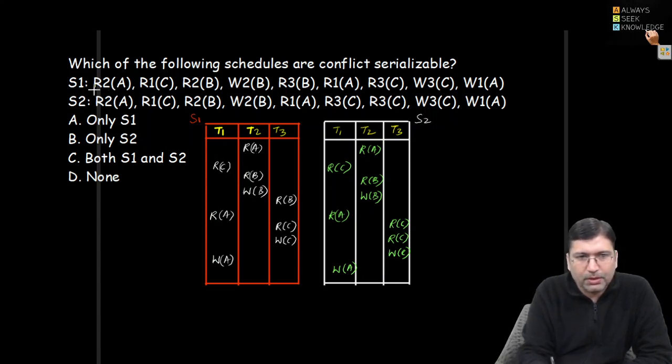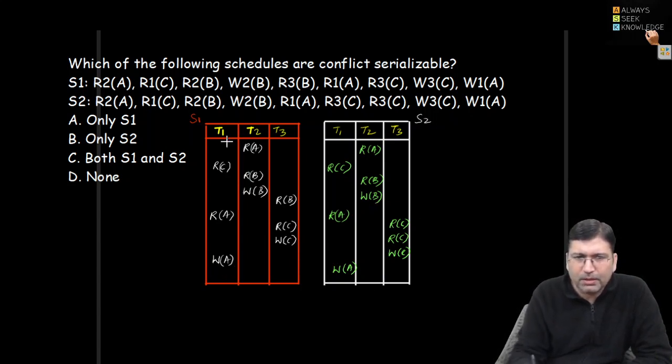Read operation on A by transaction 2, so I have written it in this particular column under T2. Then the read operation by T1 on C, then the read operation on B by T2, then the write operation on B by T2, then the read operation on B by T3, then the read operation on A by T1, then the read operation on C by T3, the write operation on C by T3, and then the write operation on A by T1.